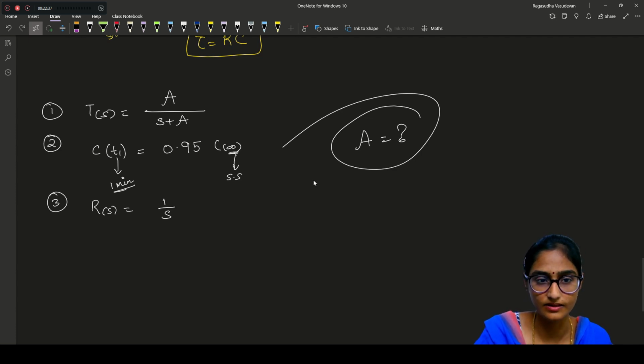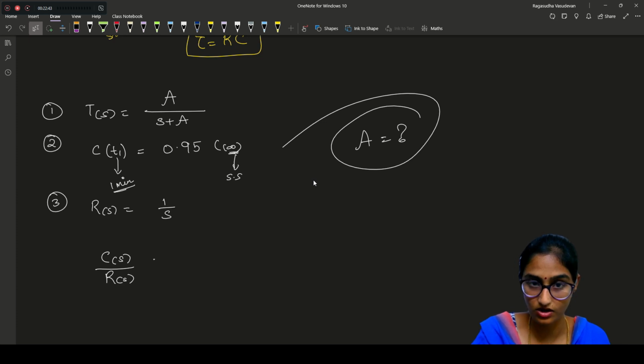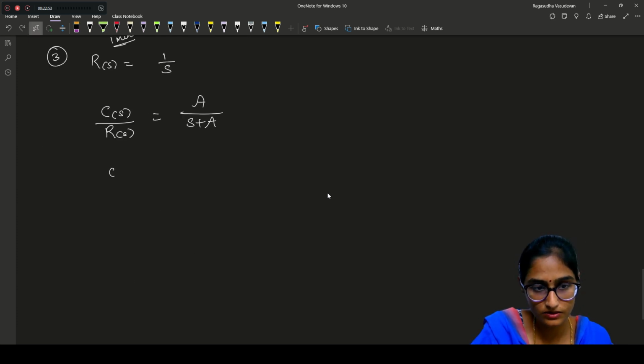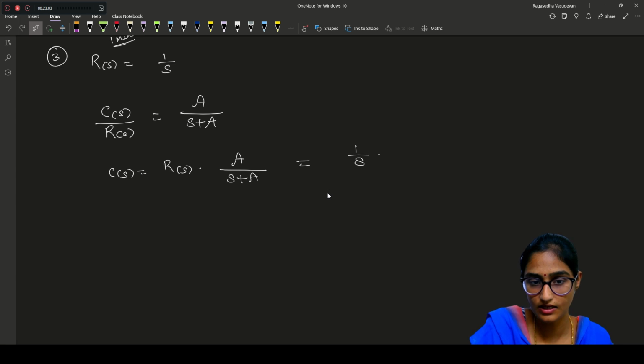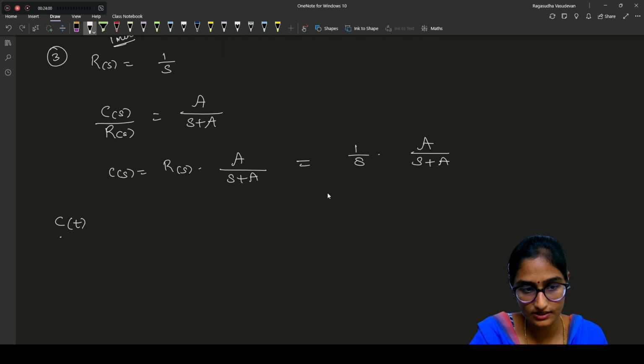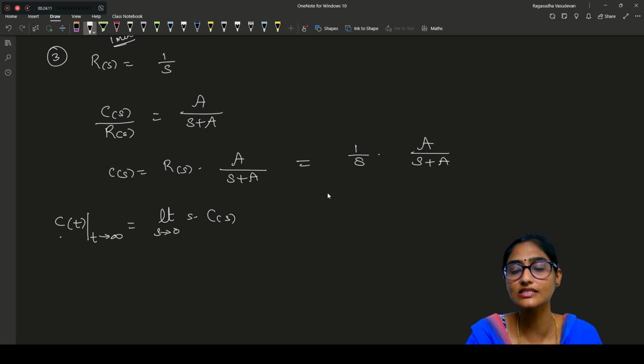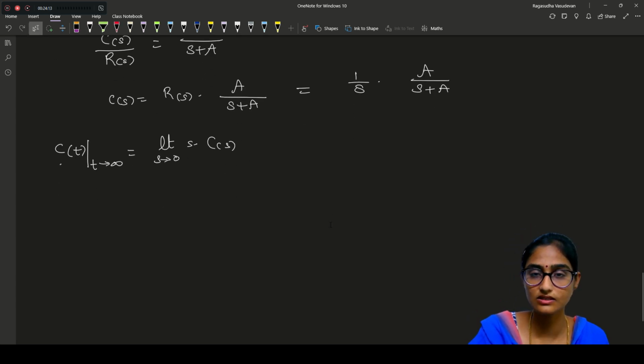This is really simple. We know the transfer function C(s)/R(s), and R(s) is also given. So C(s) will be R(s) multiplied by the transfer function A/(s + A), which is 1/s into A/(s + A). C(t) as t tends to infinity is the limit as s tends to 0 of s into C(s), according to Laplace theorem rules. This is the final value theorem.